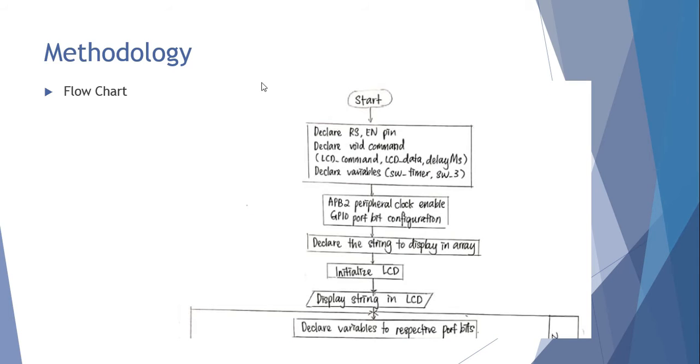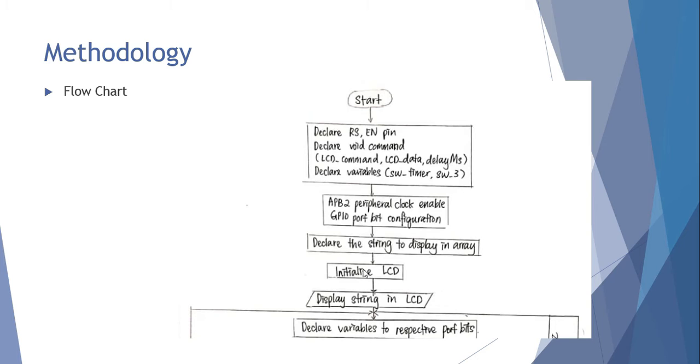This is the flowchart of my system. At the start, it will declare the RS and EN pin of the LCD. Next, it will declare the void commands such as LCD command, LCD data and delay MS, and also declare the variables SW timer and SW3. Next, it will enable the APB2 peripheral clock and configure the GPIO A and B port bits. Then it will declare the string to display in an array, initialize the LCD and display the string on the LCD.